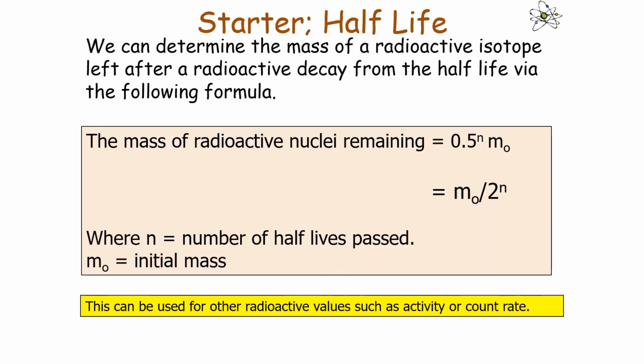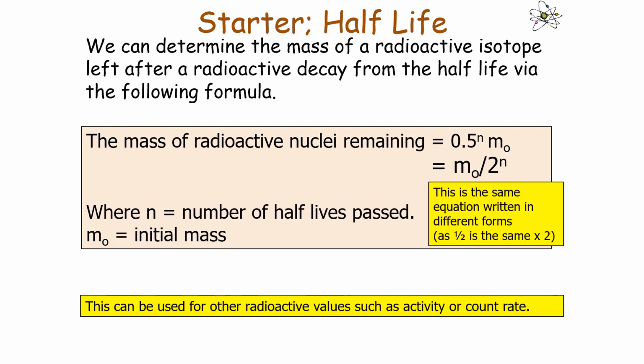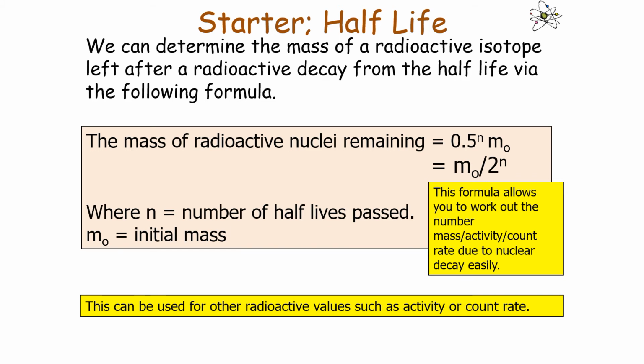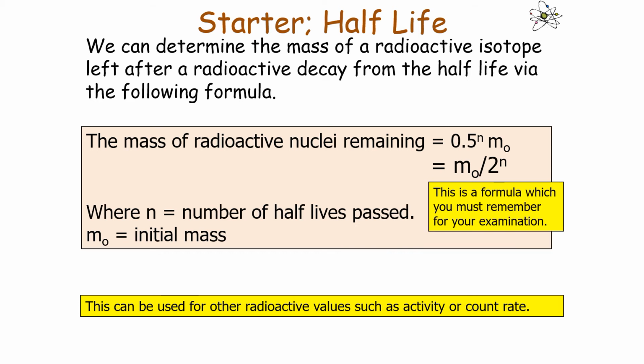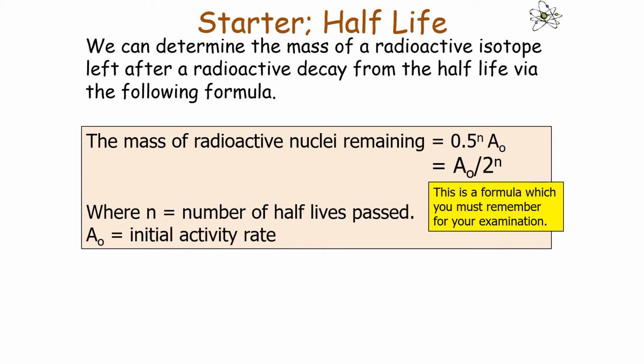Now we can determine the mass of the radioactive isotope left after radioactive decay from the half-life via the following formula. The mass of radioactive nuclei remaining is equal to 0.5 to the power of the number of half-lives that have passed, times the initial mass, or you could write it out as the initial mass over 2 to the power of the number of half-lives passed. Now this is the same equation written in different forms. Now you can also do this for the mass number, the activity, and the count rate due to nuclear decay. So again, this is a formula you've got to be able to remember for your examination, whether it be the mass, the count rate, or the activity.